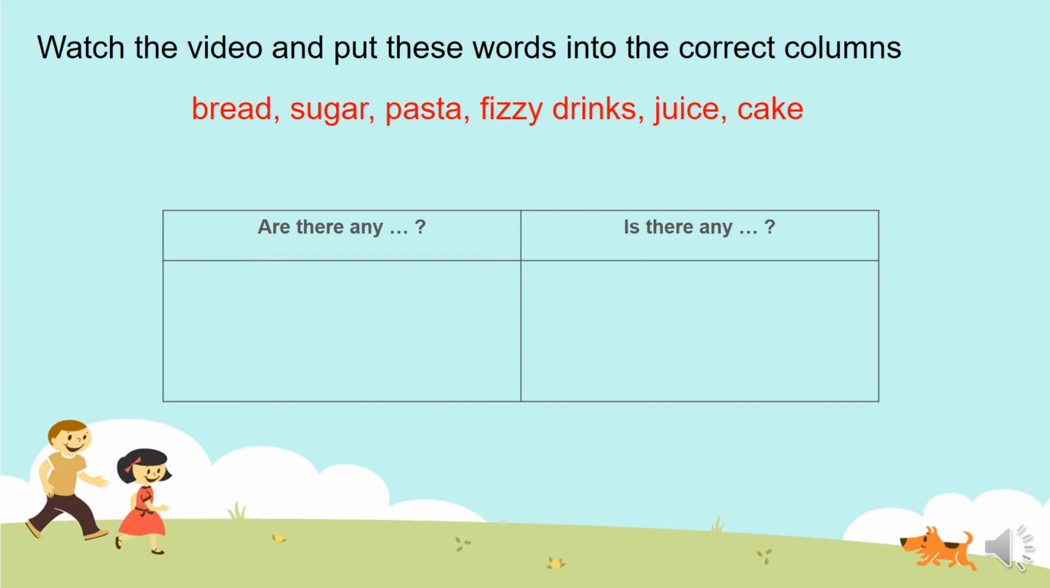So for the first activity, you will watch the video. The first thing I want you to do is to get out your notebooks and your pencils, please. Okay, so let's make two columns like this: Are there any? And Is there any? Can you see these words in red here?